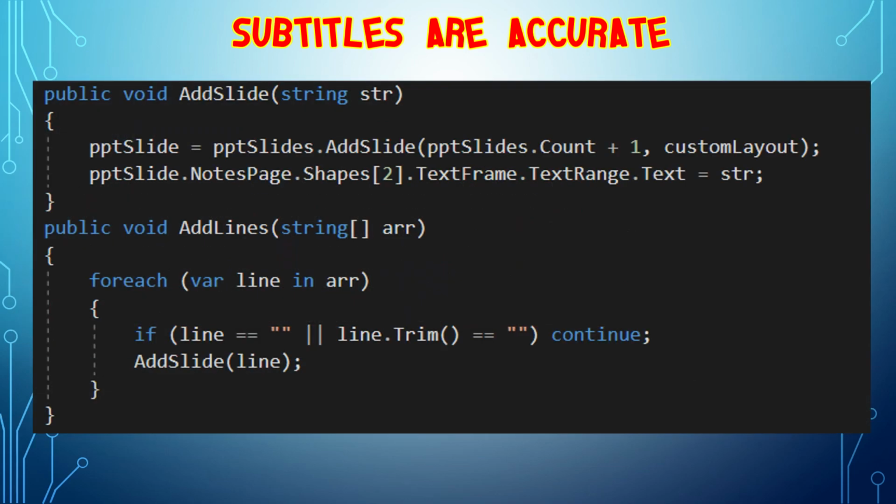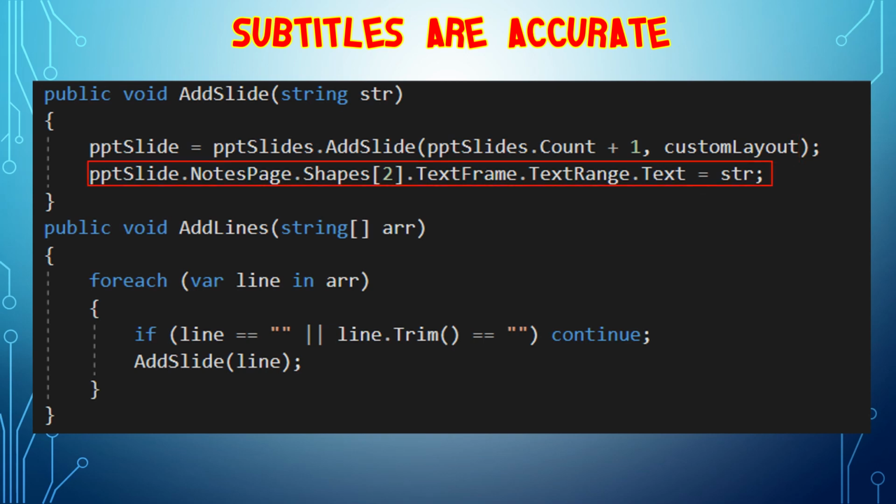Now we look at these two functions. The bottom one is pretty self-explanatory, so we'll focus on the top. So here we add a new slide based on two parameters. The first is the slide number. Slide numbers are one indexed, which is why we add 1. The second parameter is our custom layout that we made earlier.